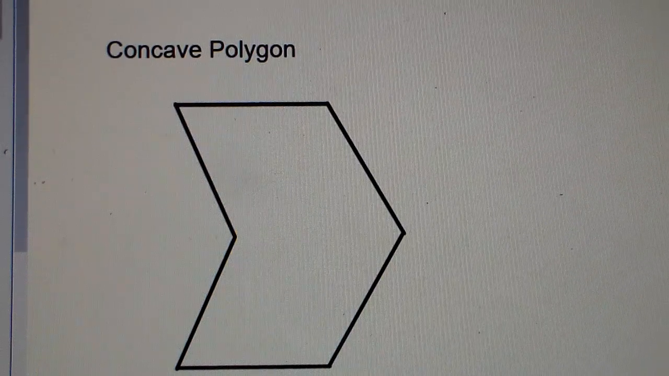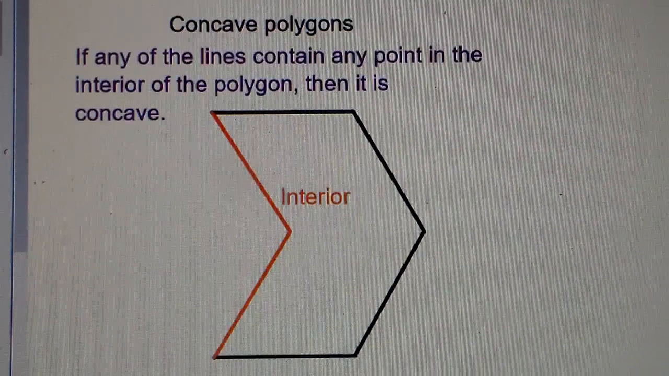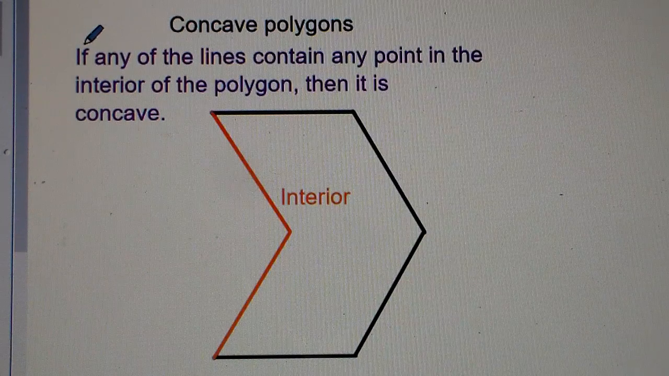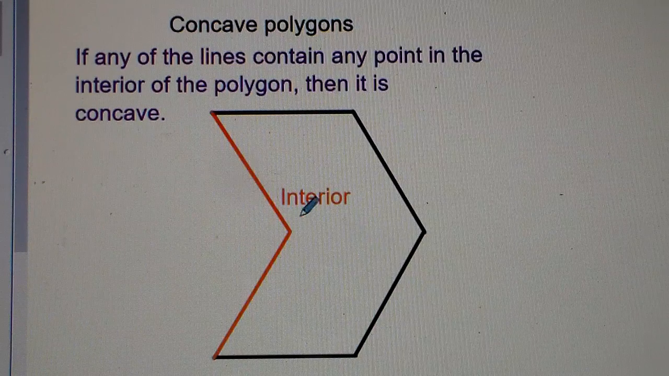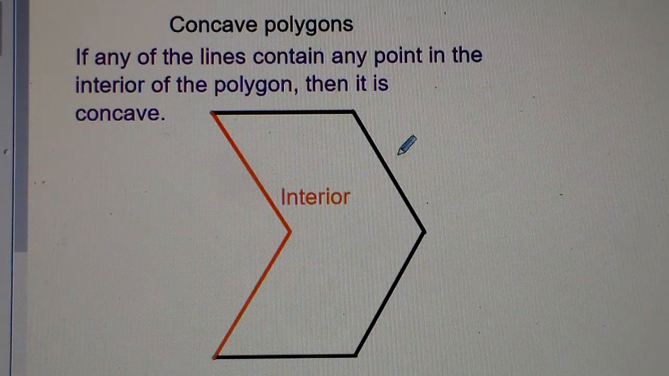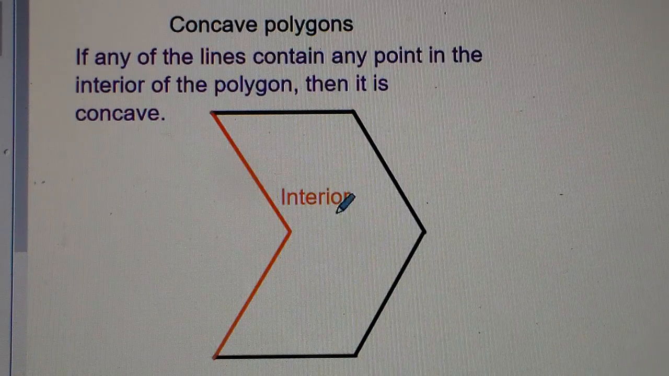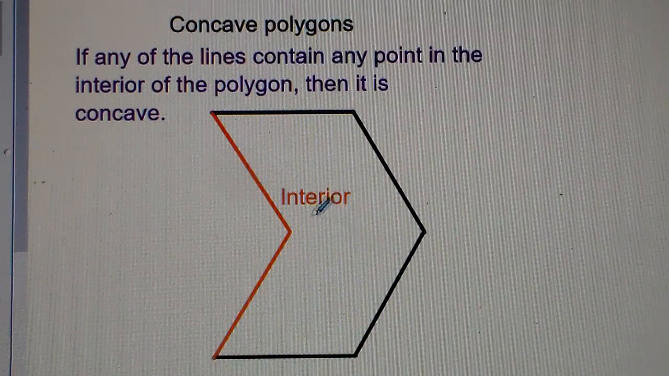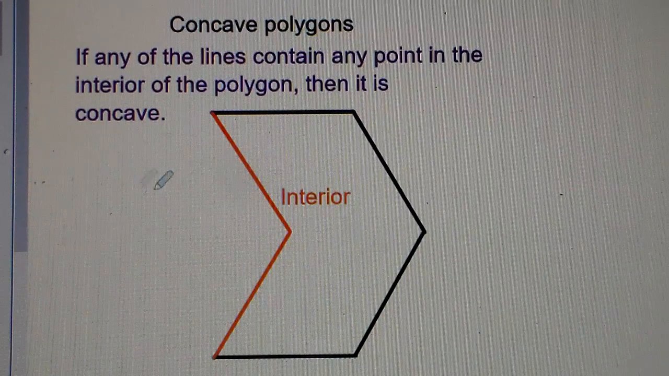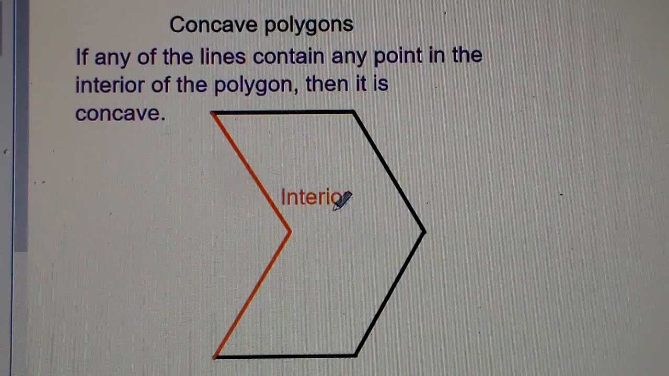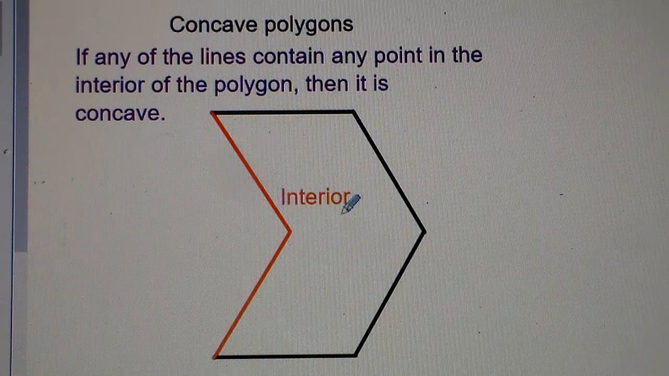If any of the lines contain any point in the interior of the polygon, so it's on the inside of the polygon shape, then it's considered concave. So concave polygons have a point on the interior, and convex is when there are no points in the interior of the polygon. If one of the sides gets smashed in, it's considered concave. That's the best way I could describe that.